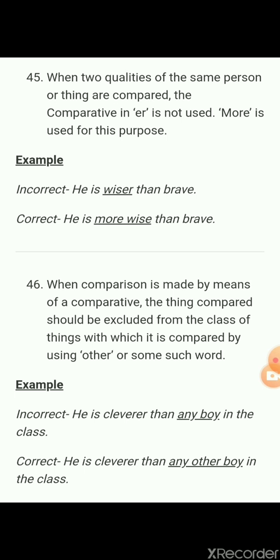Okay, so it will come like that. He is wiser than brave. He is more wise than brave. So wiser will not come, braver will not come.